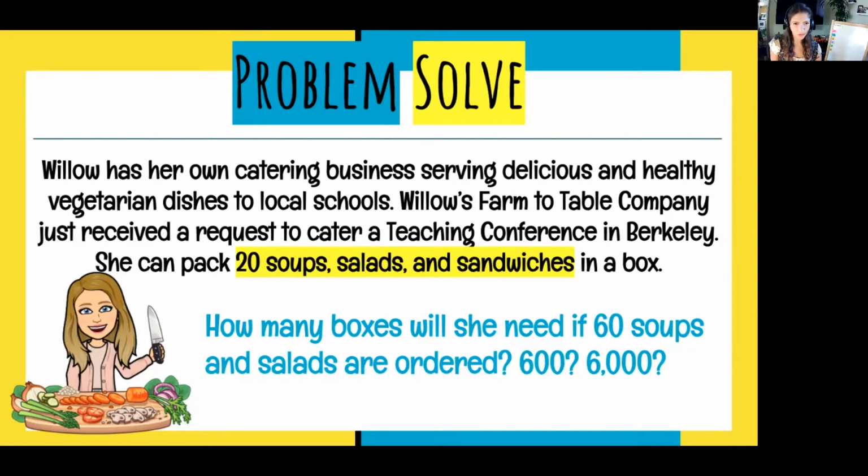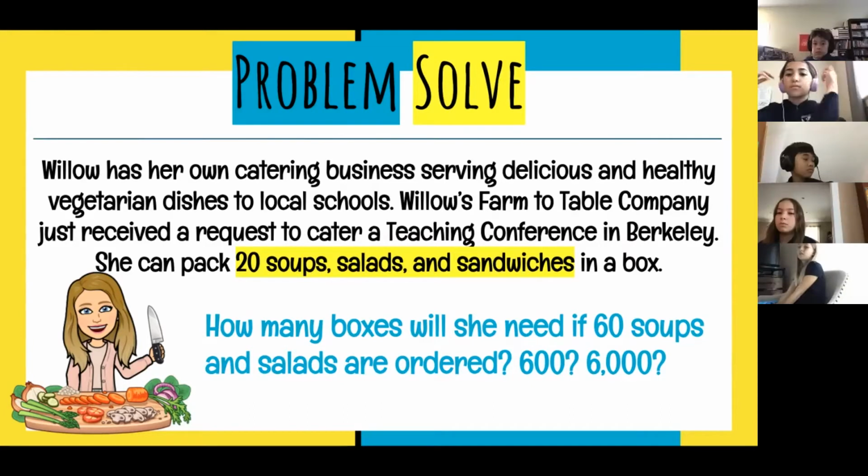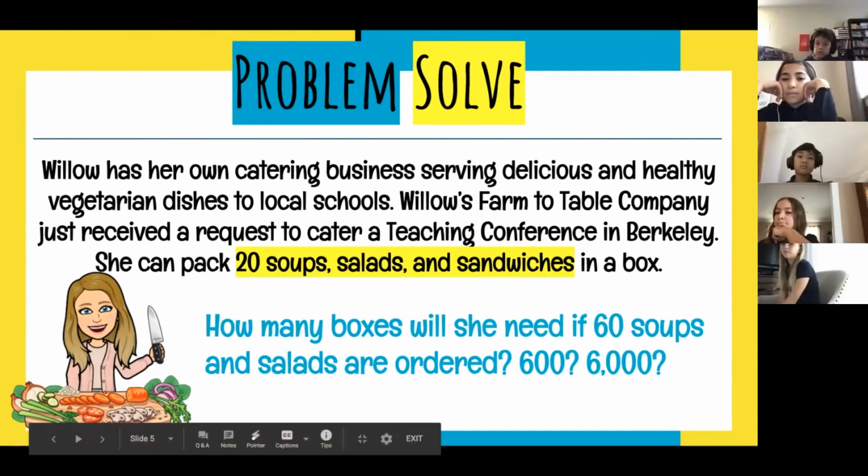What is the total that she's packing? 60. Right, usually when we're multiplying, we're trying to find a total amount. They told us, hey, these hungry teachers ordered 60 soups and salads from Willow's company. So they gave us the total, and then what else is telling us we need to divide? Any other clues in there?